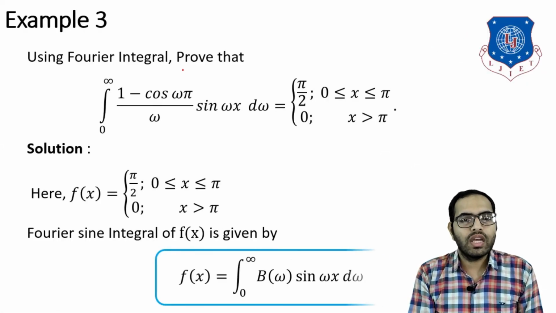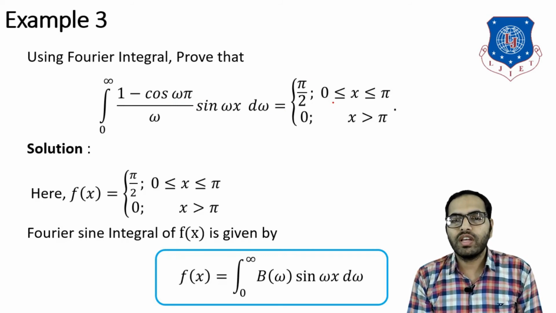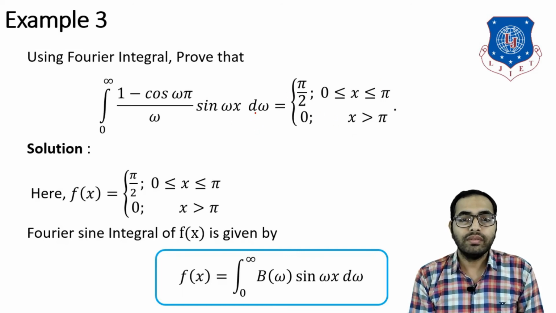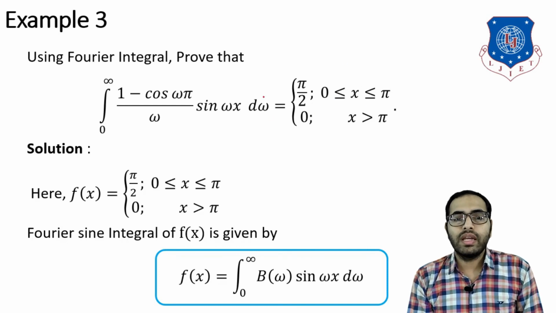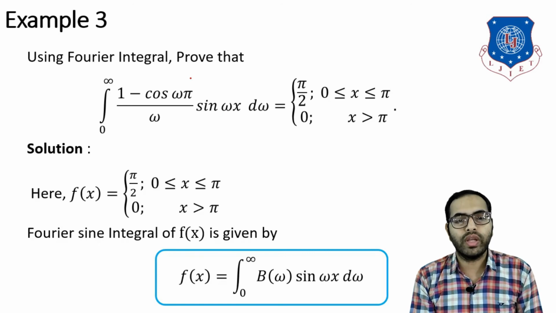Example number 3. Using Fourier integral, prove that the integral from 0 to infinity of (1 minus cos of omega pi) upon omega, into sine of omega x d omega, equals the function which is pi by 2 for 0 less than or equal to x less than or equal to pi, and 0 where x is greater than pi. See, this one is our function and this one is the answer which we have to prove.